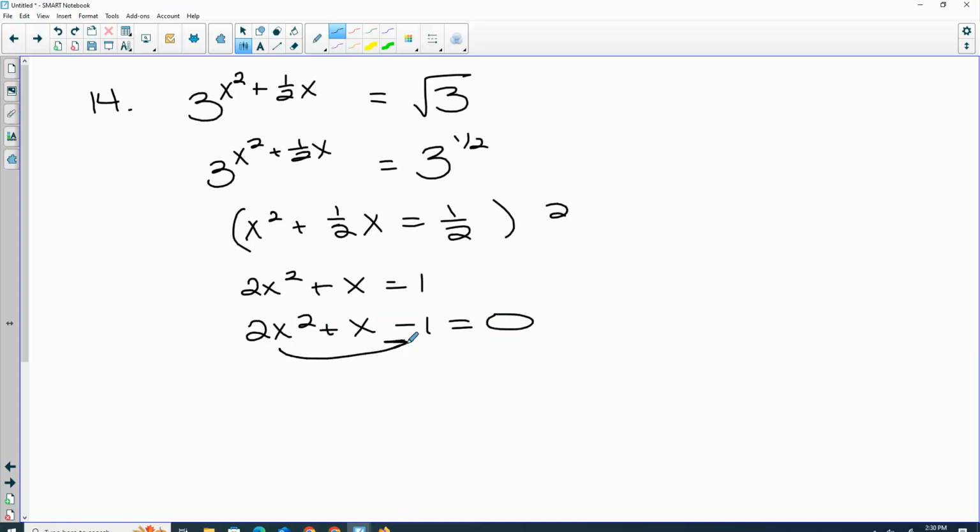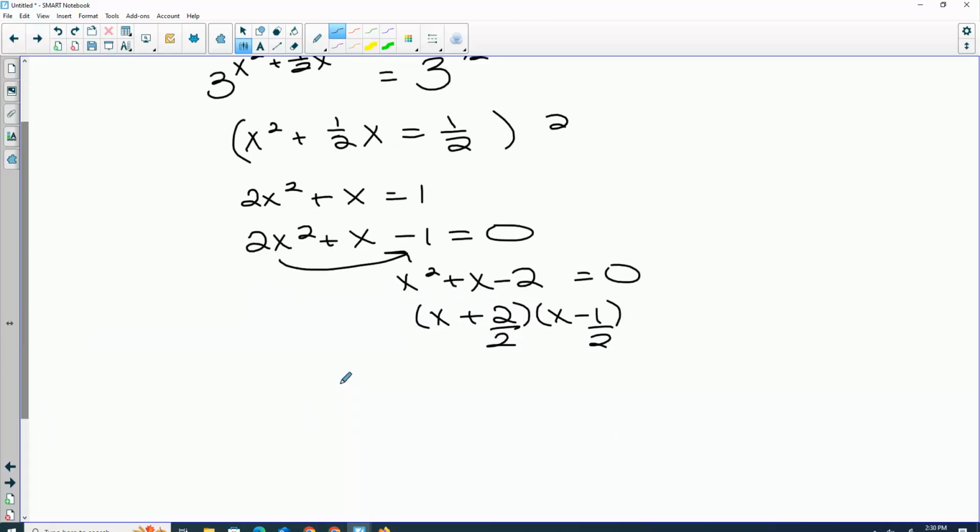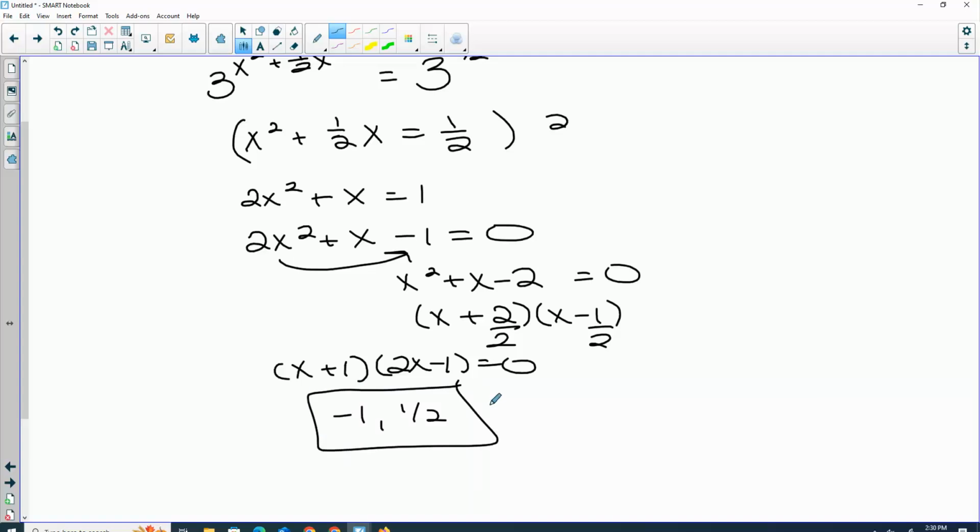Now we could do slip and slide. What multiplies to -2 and adds to +1? 2. So then we come back and divide them by 2. So if those equal to 0. We get -1 and +1/2. On these, we can always check it just by plugging it back into the original. Any questions on that?